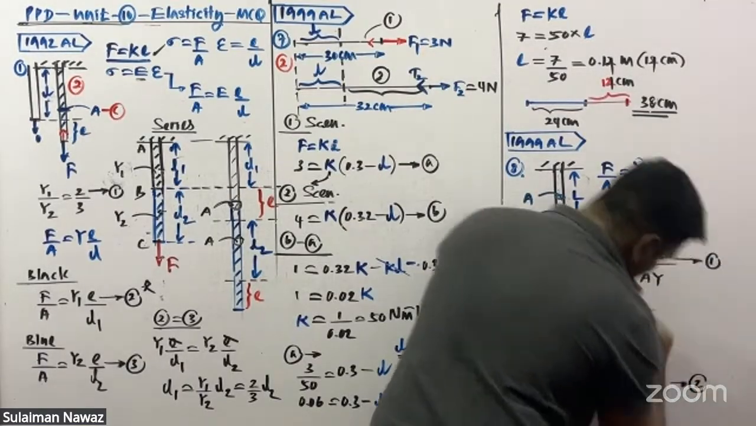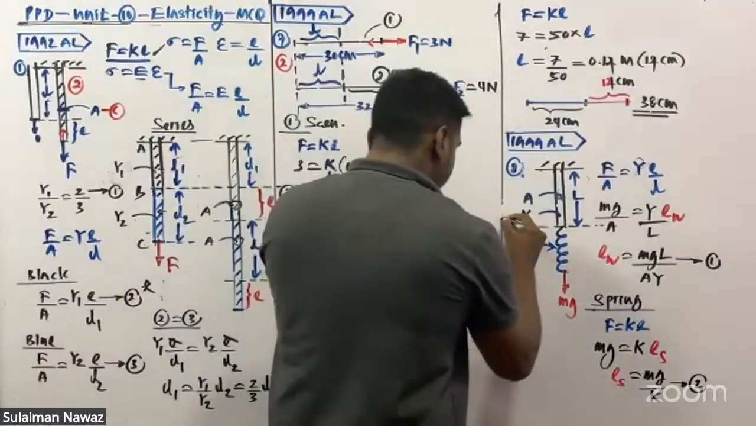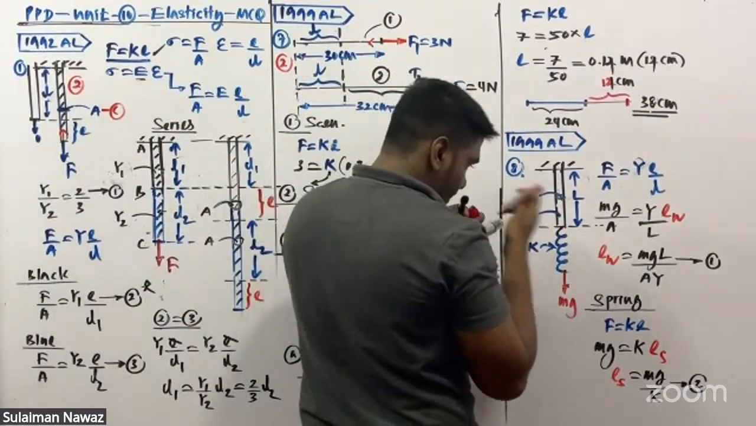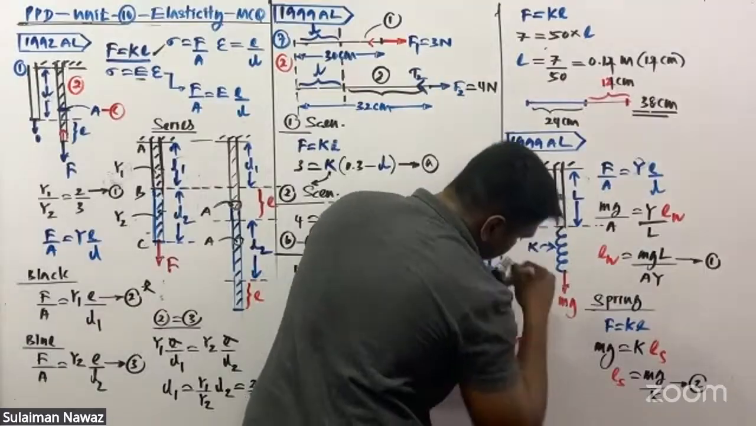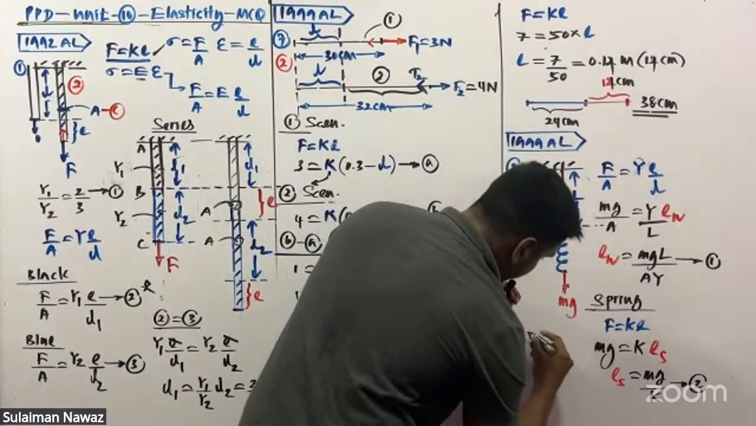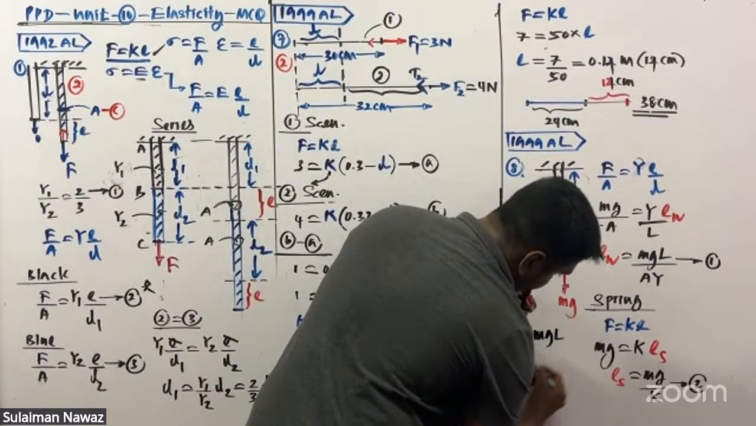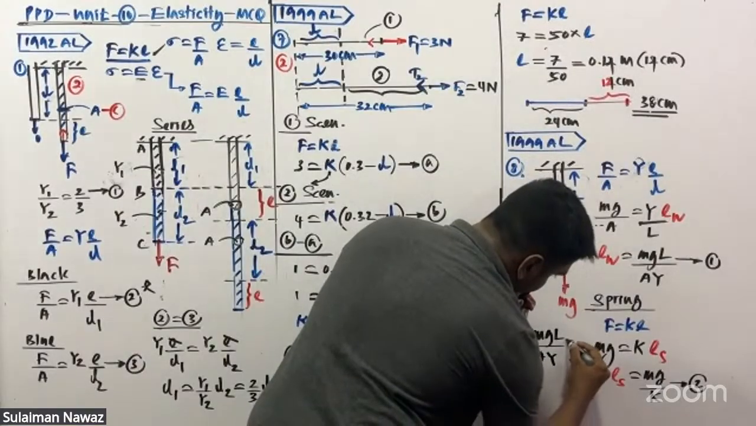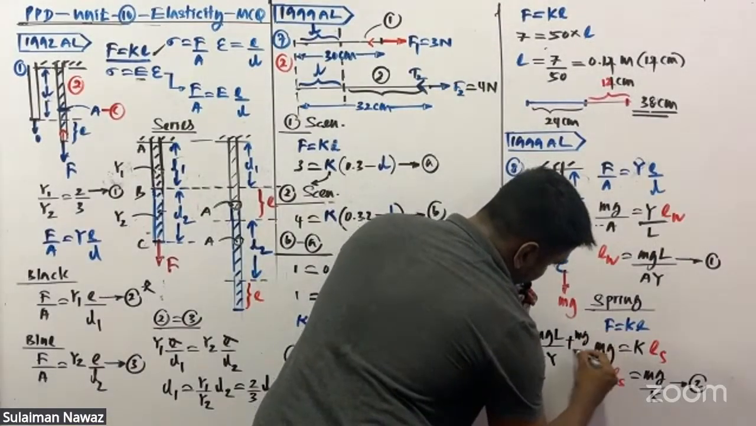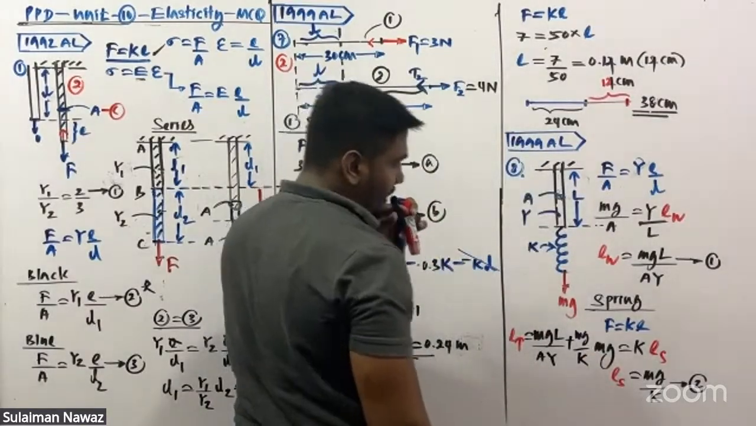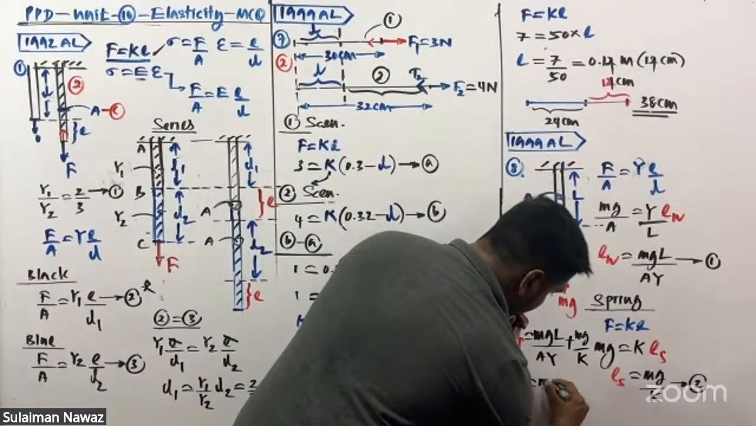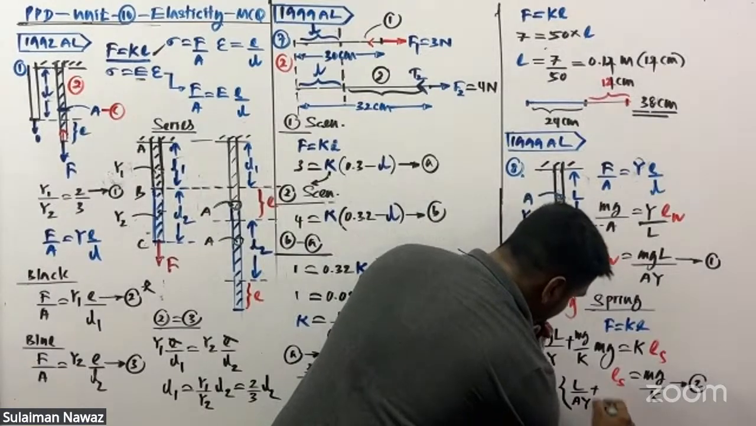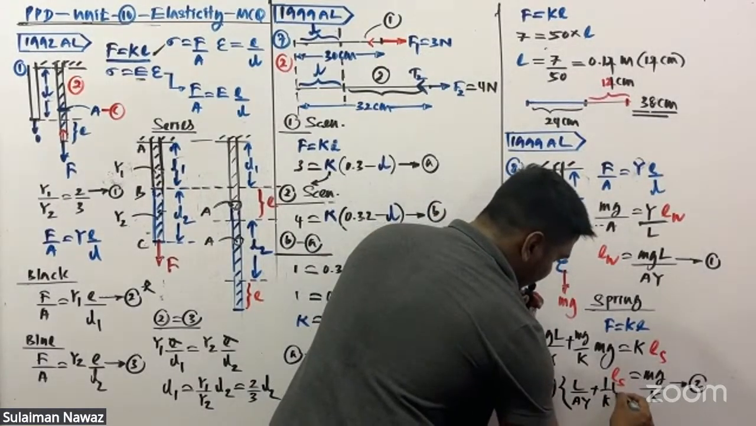Finally, the total extension will be the addition of these two. So we write E total, the total extension, which is EW plus ES. That means mg capital L over AY plus mg over k. You can take mg out as a common factor. Then you can write mg times L over AY plus 1 over k. Are there any answers like this?